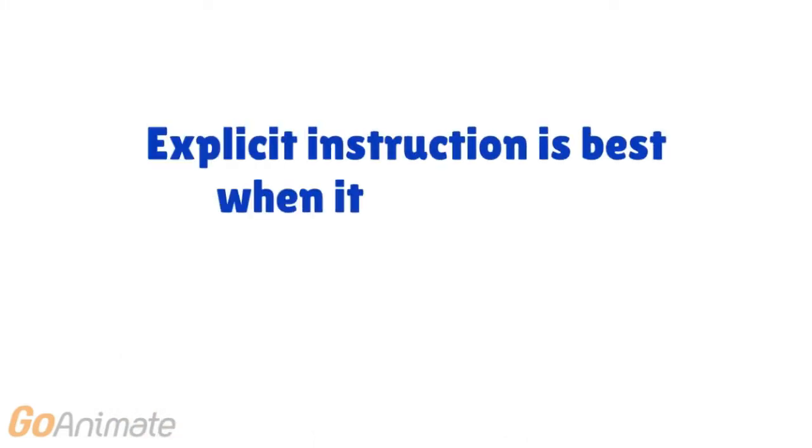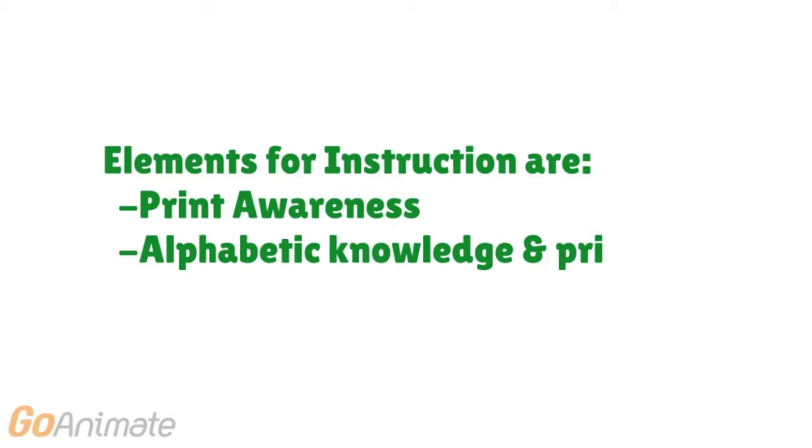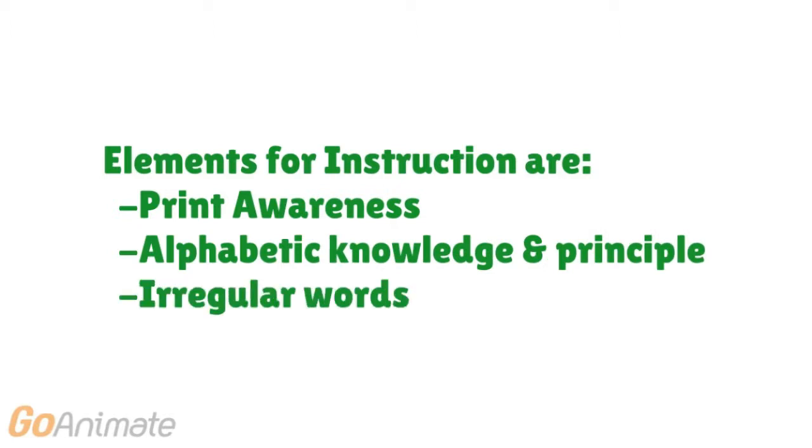Explicit instruction is best when it is taught in kindergarten or 1st grade. The elements of instruction are print awareness, alphabetic knowledge and principle, and irregular word.